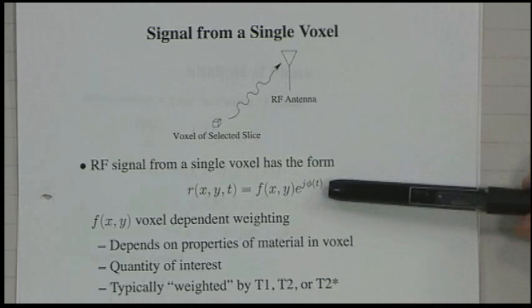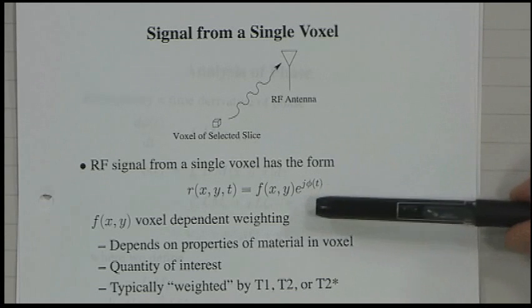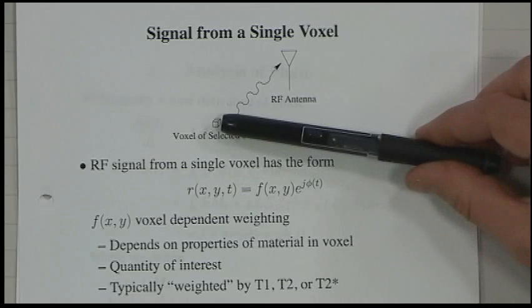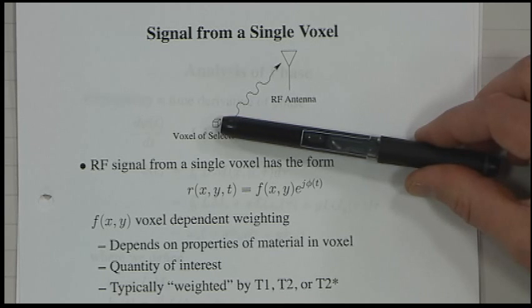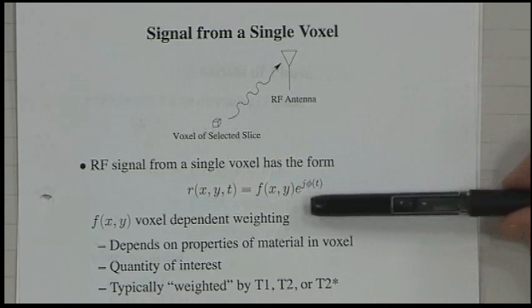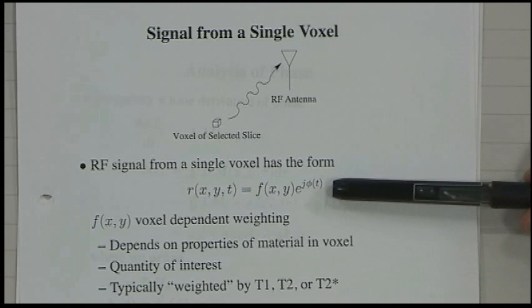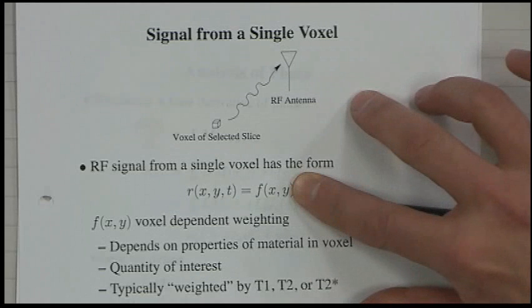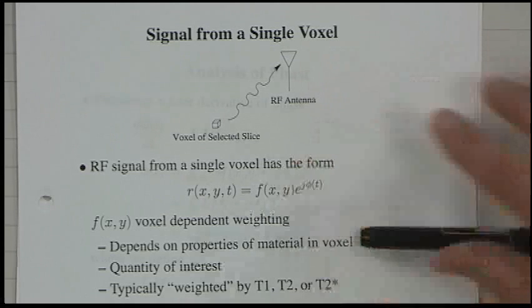So we're going to write down the received signal as the product of two things: f of xy, which is the amplitude of the signal coming from the voxel. If the voxel has a lot of protons in it, there's going to be a strong amplitude, and if it's a few, it'll be a little amplitude. That's the basic contrast mechanism that we use to actually see something. So f of xy is the thing we really want to image. It represents the density of protons, say, in that voxel.